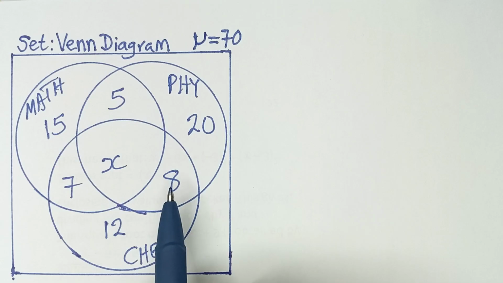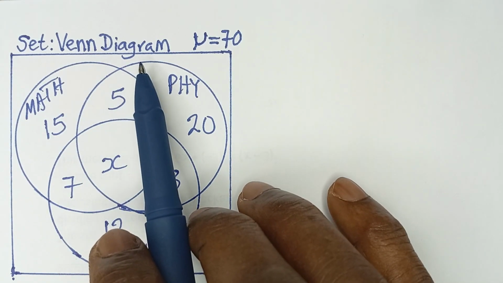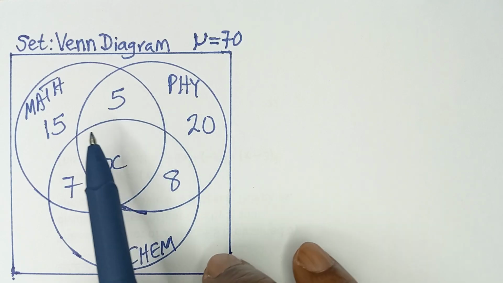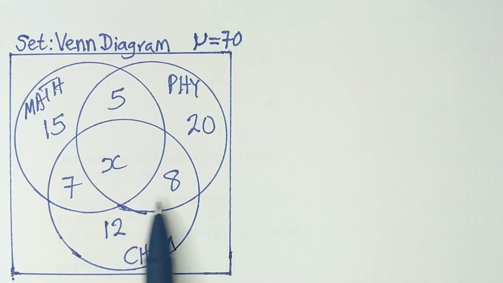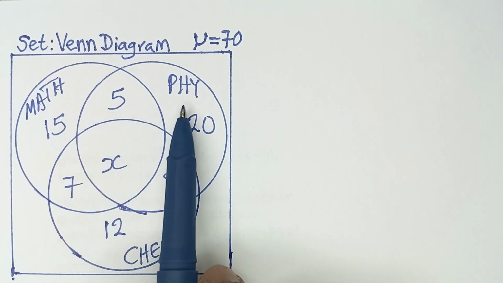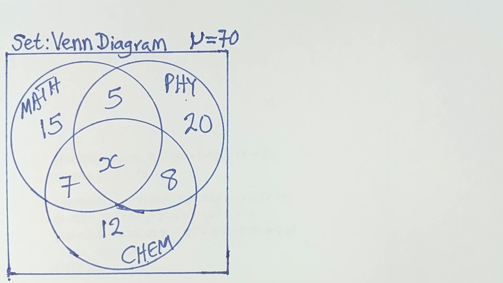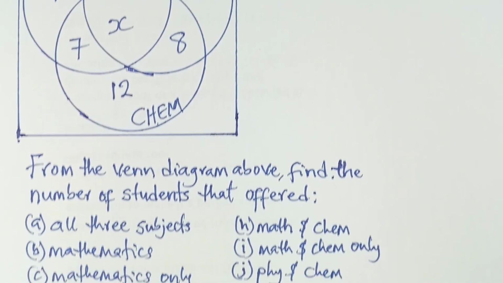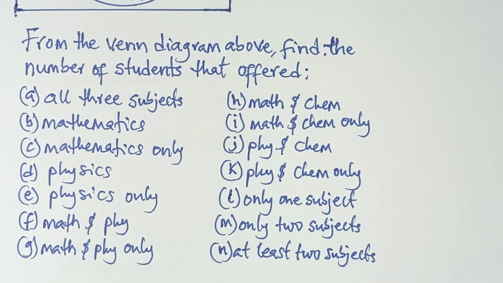Today we'll be looking at a problem on sets under Venn diagram. The question gives us three sets of students: those that offered mathematics, those that offered physics, and those that offered chemistry. Then we are asked to use this Venn diagram to answer so many questions. You can see all the questions.